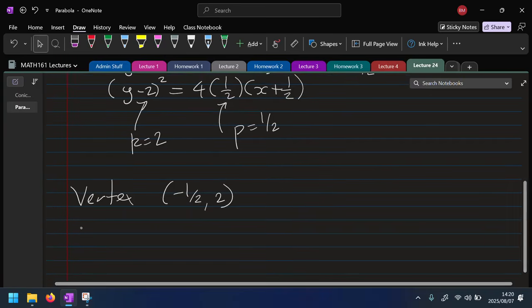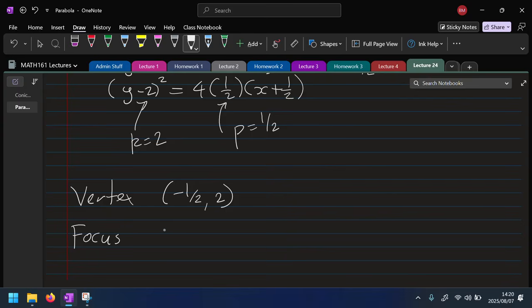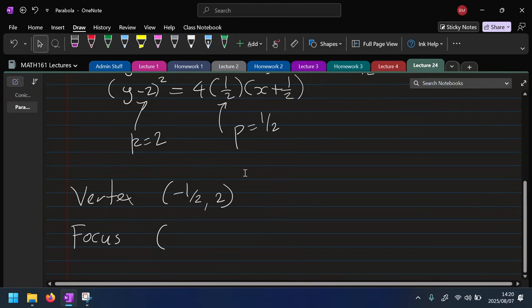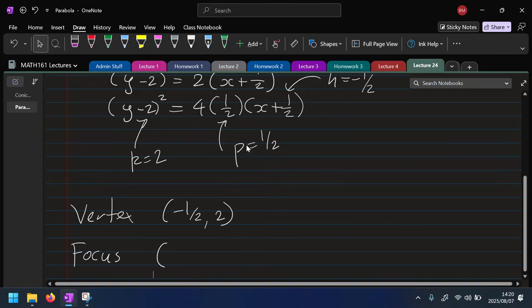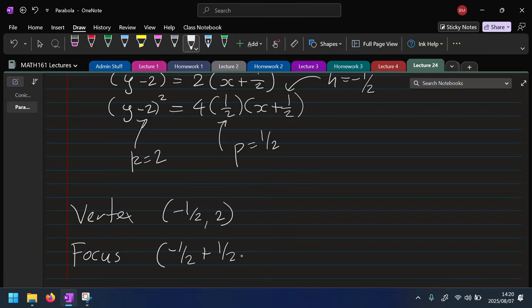Okay, what about the focus? Remember what that was? That was the p value. That tells you where the focus is. So here, it's going to be at a half. Then we're shifting to the left by a half, so that's going to be minus a half plus a half, and we're shifting up by 2, so 2. Again, we started at a half, 0. We shift to the left by a half because of the shifting in x, and we shift up by 2, so that gives you the 2. So this will be at 0, 2.